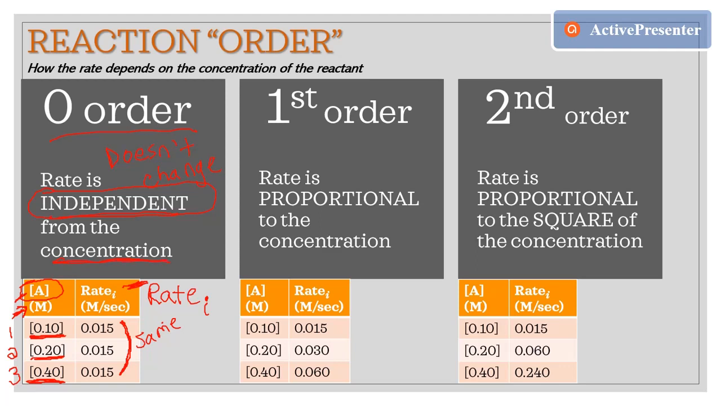So this would be written as, we would put the concentration of A here with a little bracket on it to show concentration, and since it's zero order, we would put a 0 up here as a little exponent.